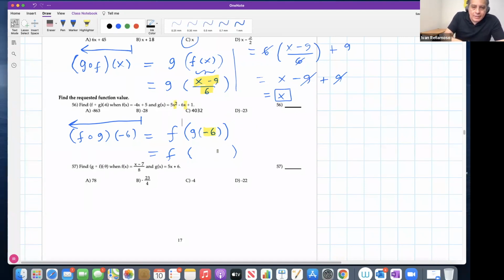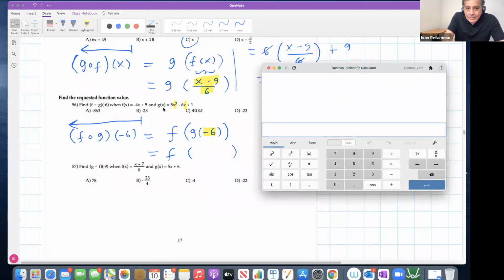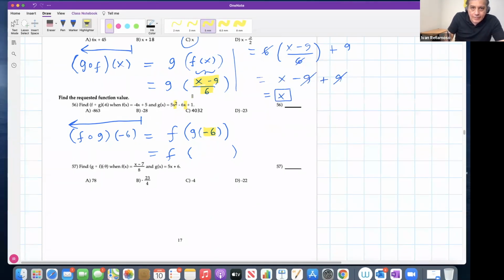And we're gonna compute it directly in our calculator, okay? Check this out. We're gonna do 5 times -6 squared, minus 6 times -6, and plus 1, right? This is the evaluation. 217, as you can see. Not a small number, so probably you need the calculator here. 217.